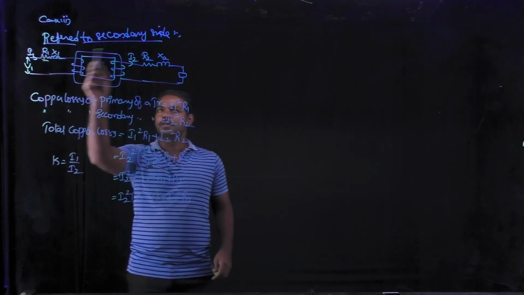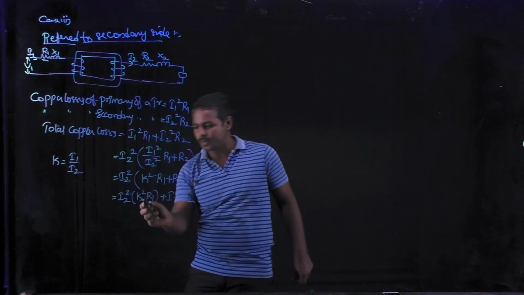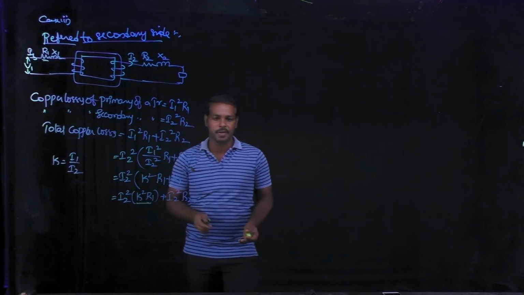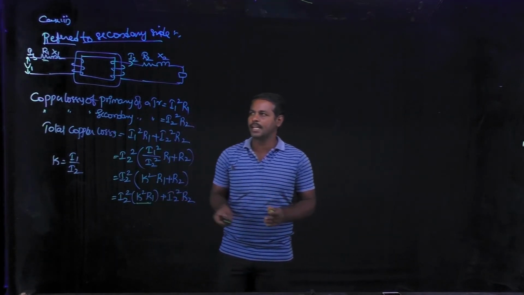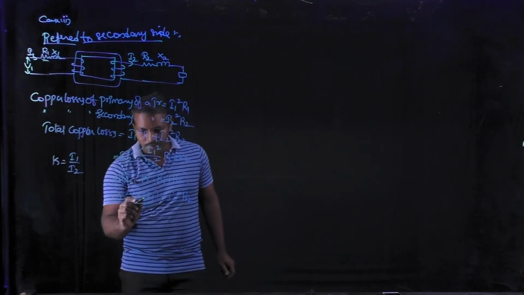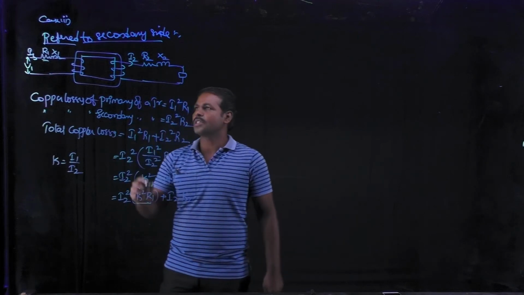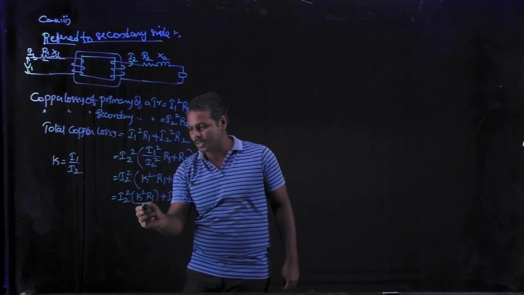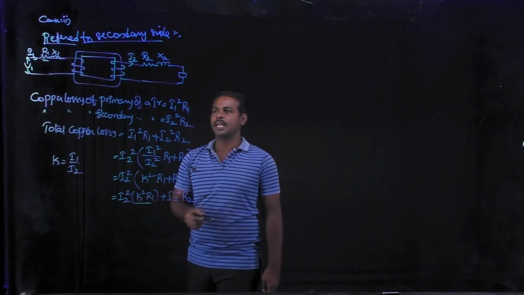R1 is to be referred to the secondary side, so that parameter is shifted to K square into R1. Then only the performance and effect of a resistance will not change from primary to secondary. So that's why K square into R1. Similarly, reactance is also shifted from primary to secondary, which is also equal to K square into X1.